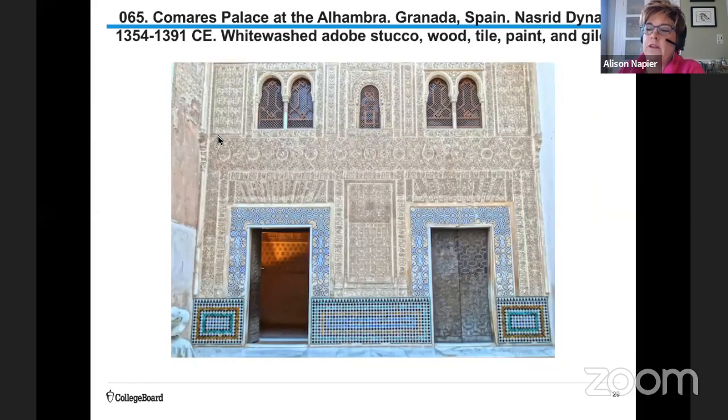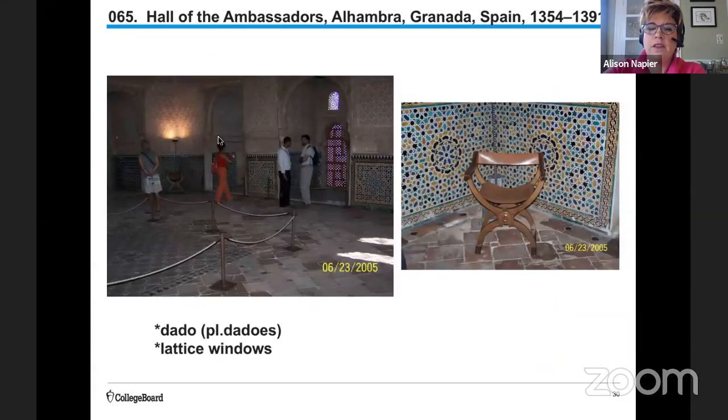The Comares Palace was the residence of the Sultan, several rooms and galleries with porticos at the end, and probably the most famous part of this palace is the Hall of the Ambassadors. And again, you see that dado tile work on all the lower portions of these walls, the very decorative stucco carving. And if you look into these niches, you see the lattice windows that cover the windows to give shade as well as light during the heat of the southern Spanish sun.